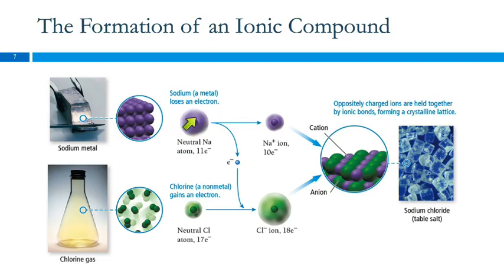What happens when these react is the neutral sodium atom with 11 electrons loses one of its electrons. A chlorine atom with 17 electrons gains that electron. The result is a sodium ion and a chloride ion. These opposite charges attract. And so they will fit together in an alternating pattern here, positive and negative, to maximize the attractions between the opposite charges and minimize the repulsions between like charges. The result is table salt, which in reasonable quantities is actually good for you. We sprinkle it on our food all the time.